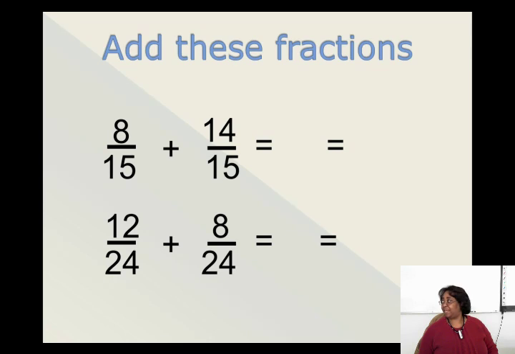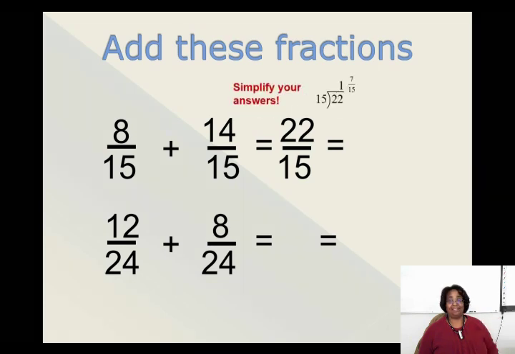What's 14 plus 8? 22. So if I have 22 over 15, what mixed number does that become? It's 1 and 7/15. Okay. Yeah, just divide the 15 into the 22, and we get 1. It goes in one time, and then what's remaining becomes your numerator. Okay? So that's where the 7 goes.